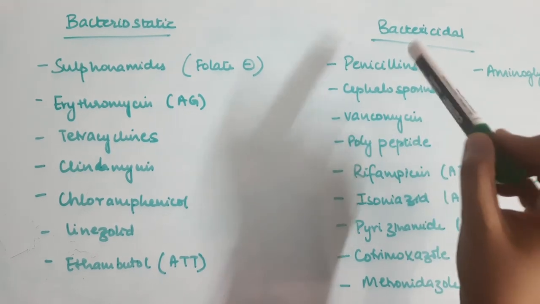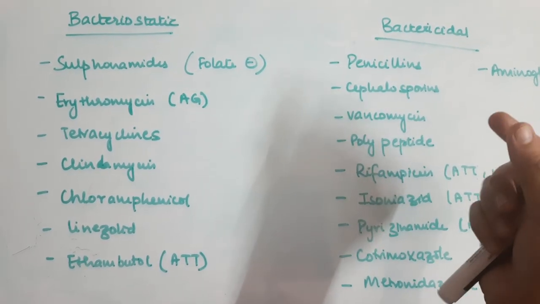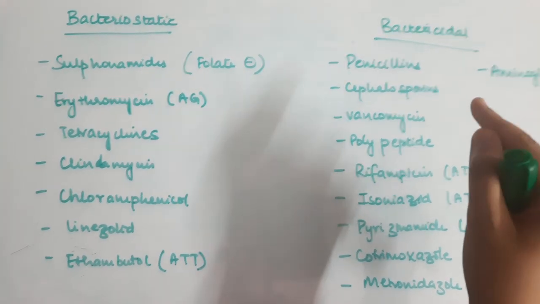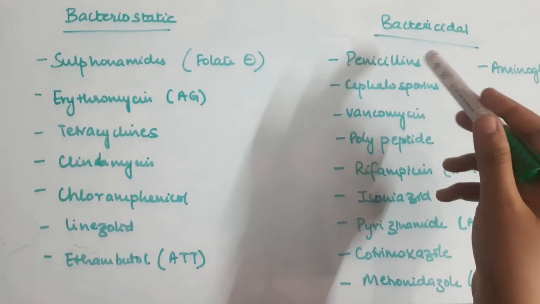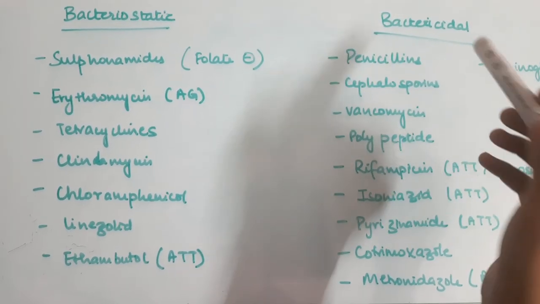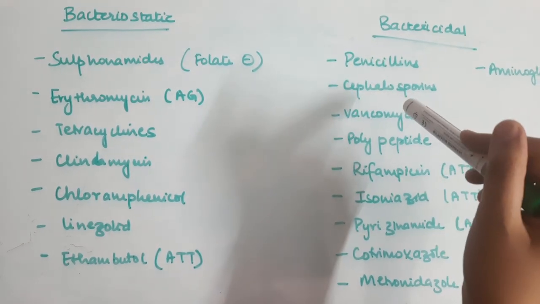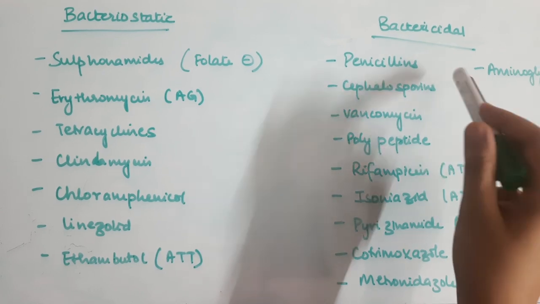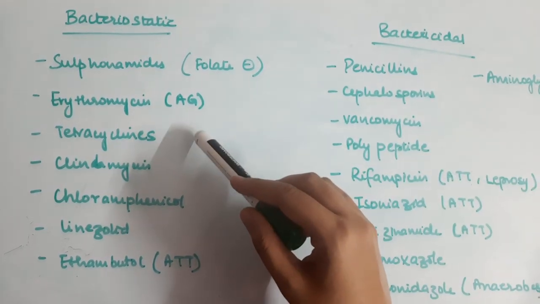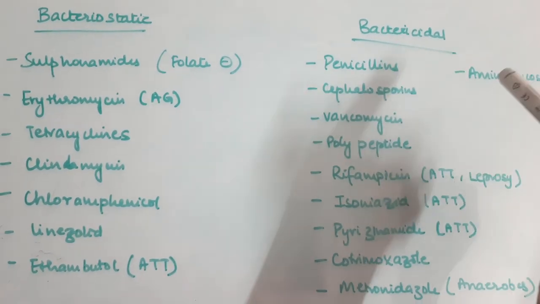Because if the cell wall is not formed, the entire bacteria will die. Because cell wall is the structure which protects the bacteria from the external environment. So if there is no cell wall or there is no proper cell wall, the bacteria will die. That is why all cell wall synthesis inhibitors are bactericidal. Polypeptide drugs are also bactericidal. Among protein synthesis inhibitors, aminoglycosides are bactericidal.